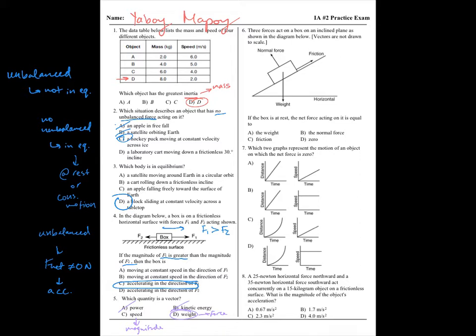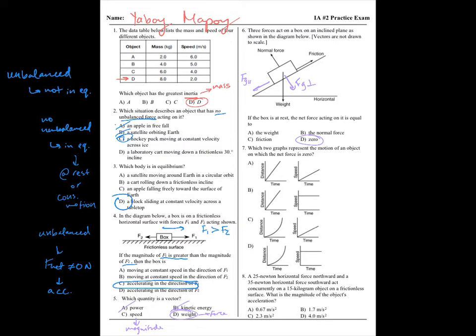Now number 6. We have 3 forces acting on a box on an inclined plane as shown in the diagram below. If the box is at rest, that means everything here is balanced out. So if everything is balanced out, the net force is always equal to 0. That means friction and normal force and weight are balanced out by something. Okay? So that means friction is balanced out by the parallel component of the weight, Fg parallel, and the normal force here is balanced out by Fg perpendicular, the perpendicular component, okay?